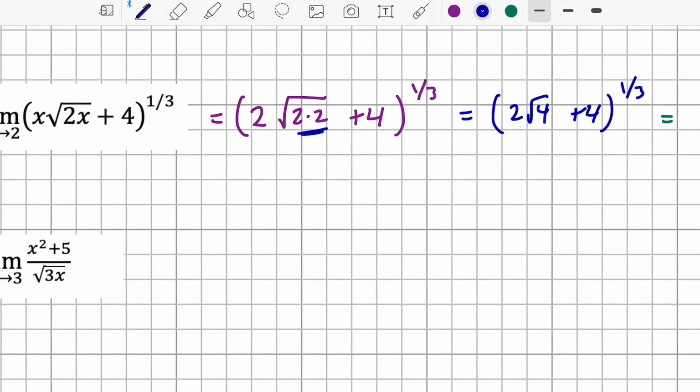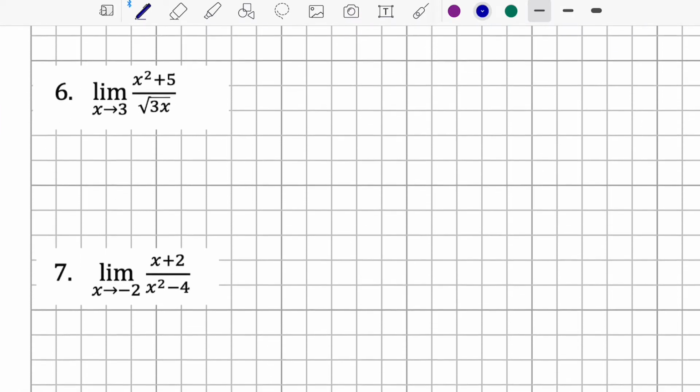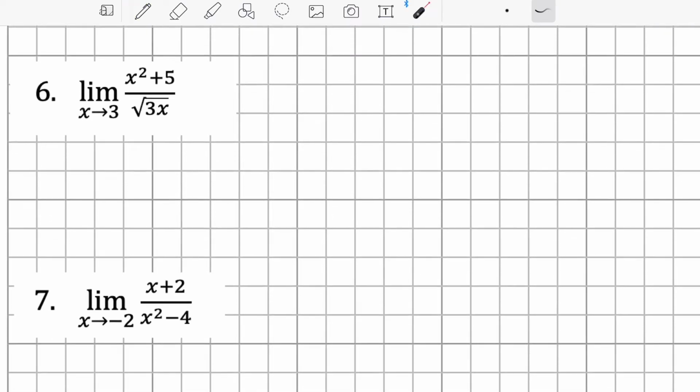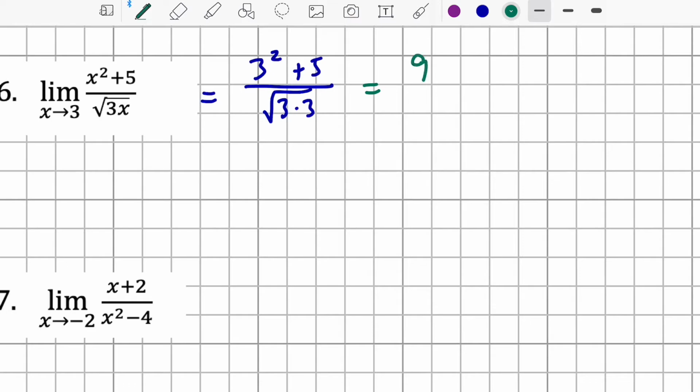Okay, next example. Another limit. Let's use direct substitution again. So this time we want the limit as x approaches 3 of this function. So like I said before, just let's use direct substitution. Let's plug it in. So it'll be 3 squared plus 5 over square root of 3 times 3. Let's start simplifying. 3 squared is 9. 9 plus 5. 3 times 3 is 9, so square root of 9.